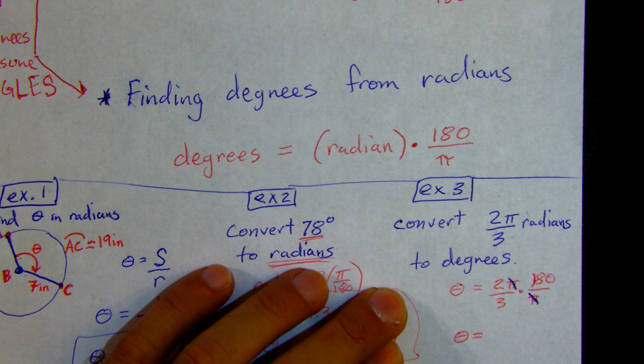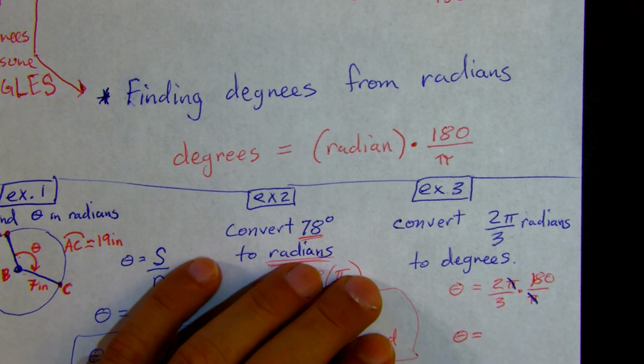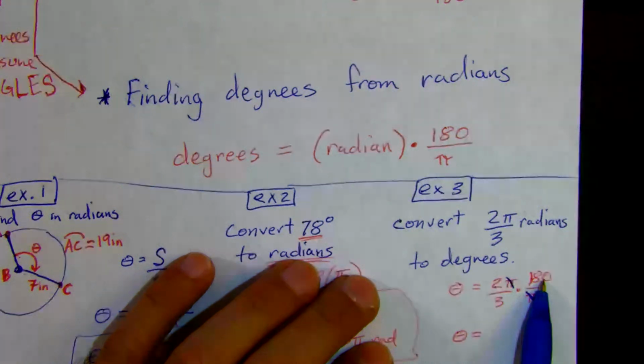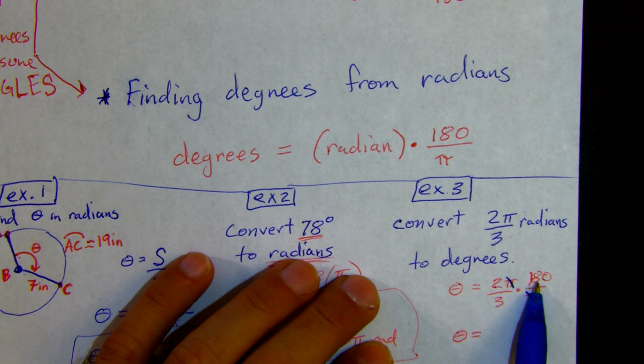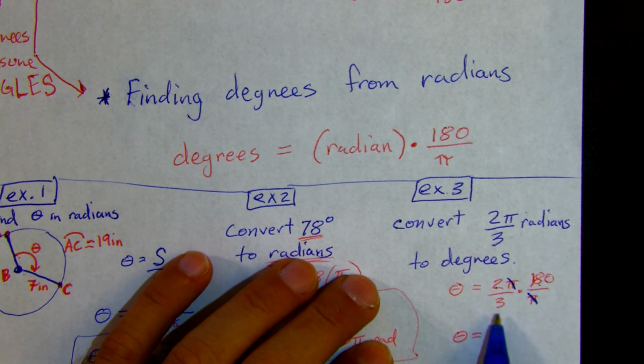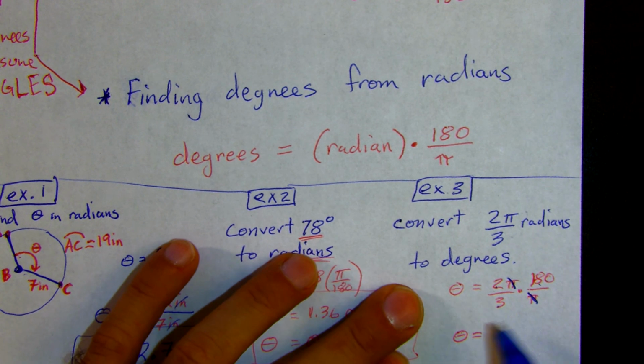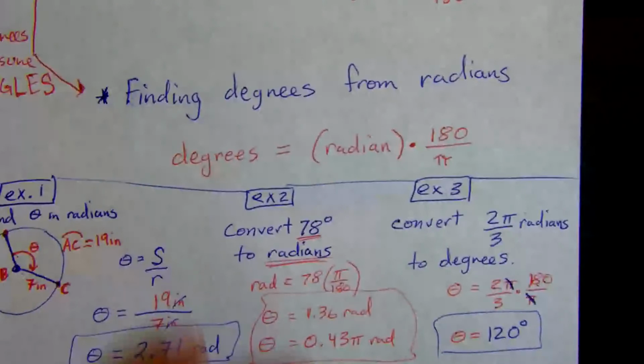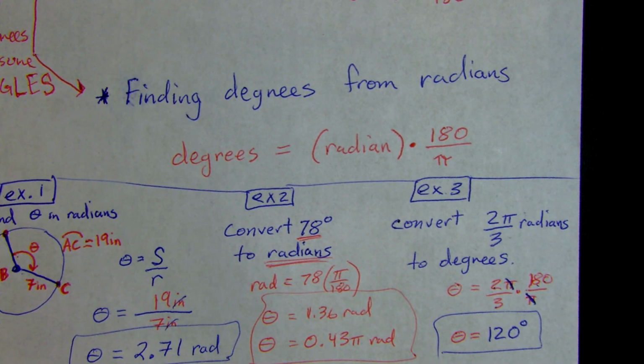All right, let's see. We have 2 fractions here. We can cancel out our pi's. All right, and then I look here, 2 times 180 is 360. Divided by 3, 120 degrees. Straightforward. Okay, let me think if there's anything else I want to throw in about this.